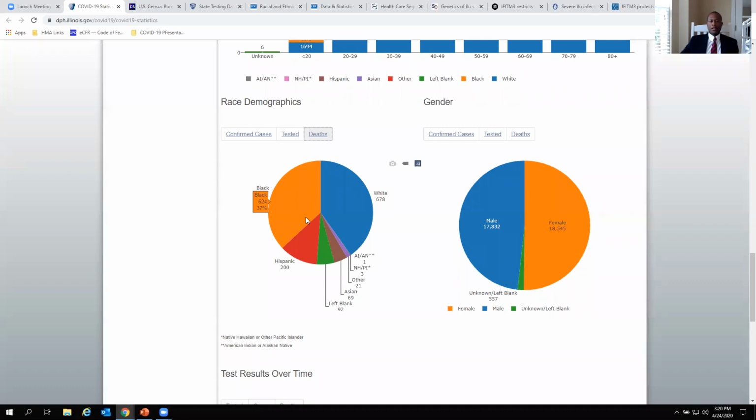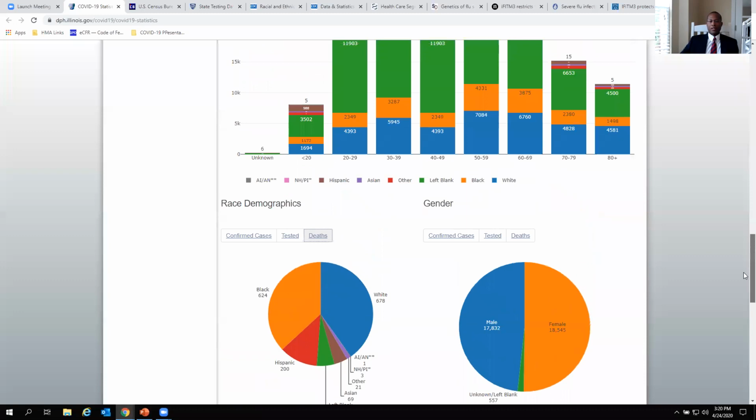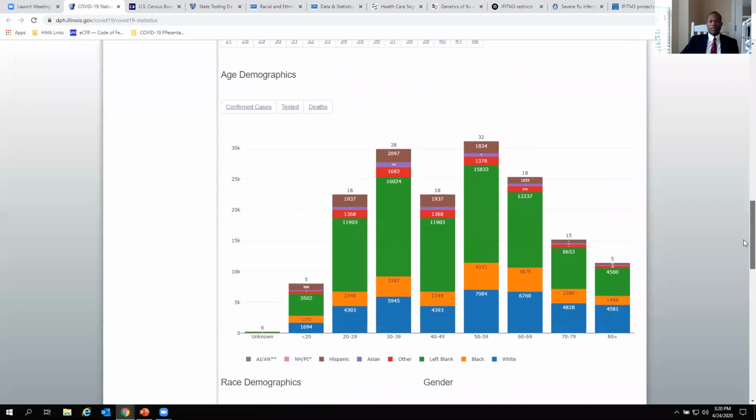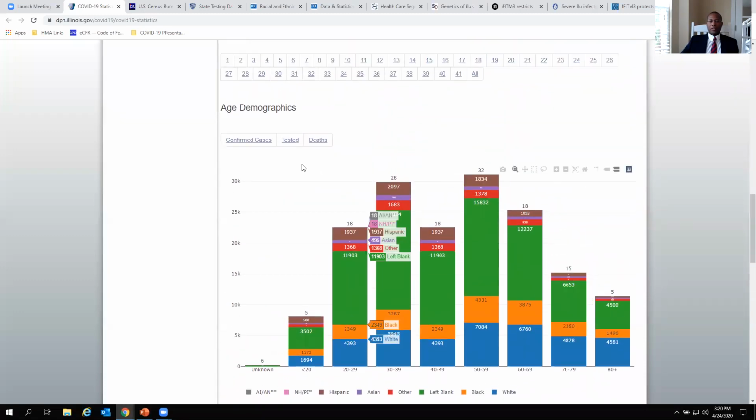This is a phenomenon that I just thought was striking, so I tried to figure out what's going on here. Illinois did a great job of presenting this data. They have data by age, in age groups: less than 20, 20 to 29, 30 to 39, 40 to 49, 50 to 59, all the way to 80 plus.